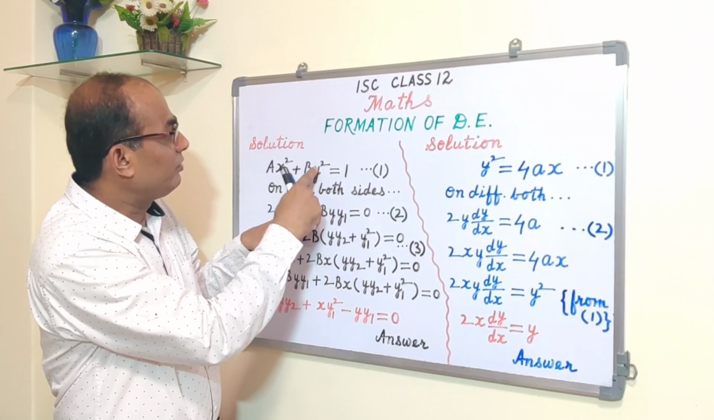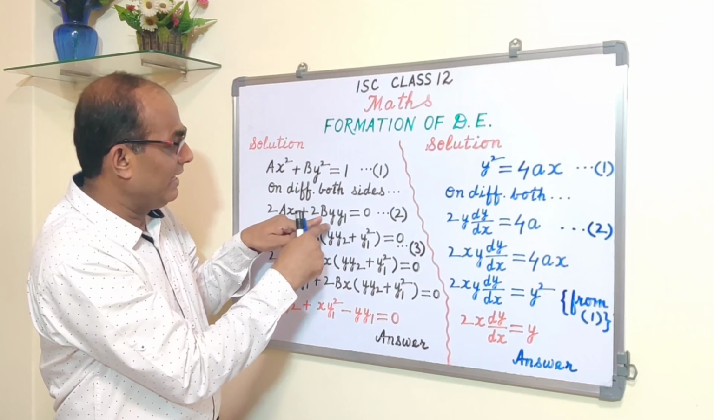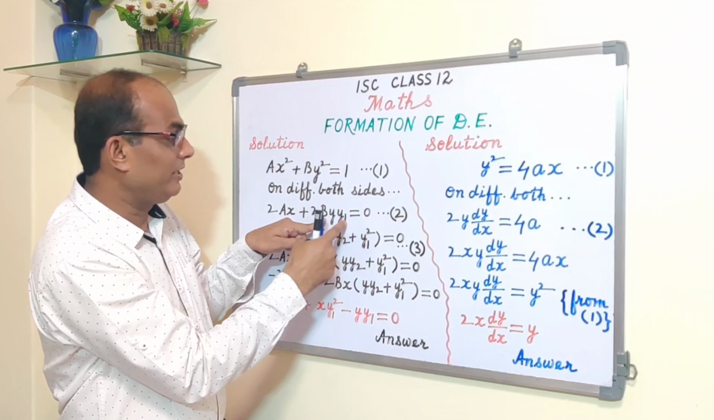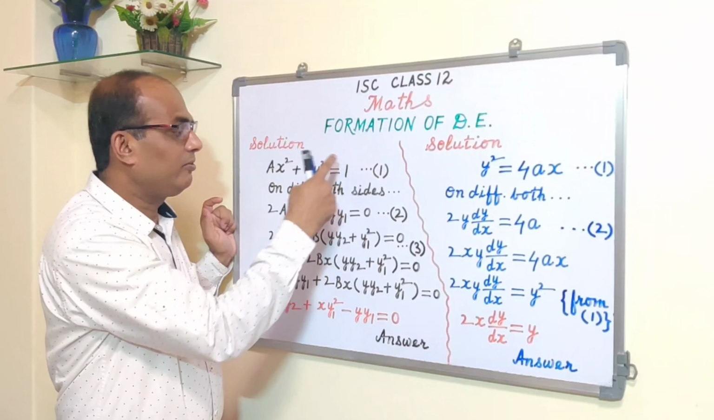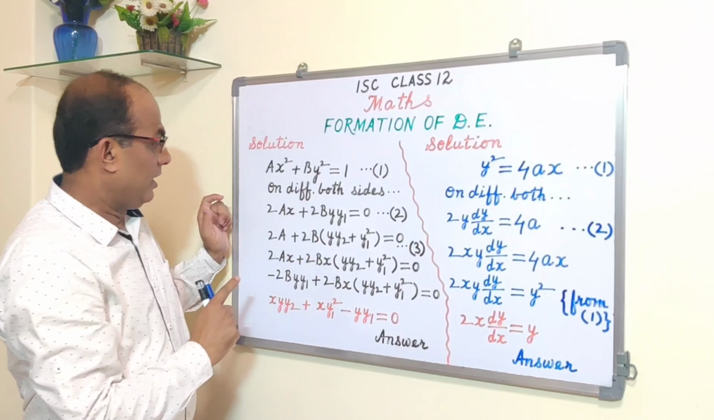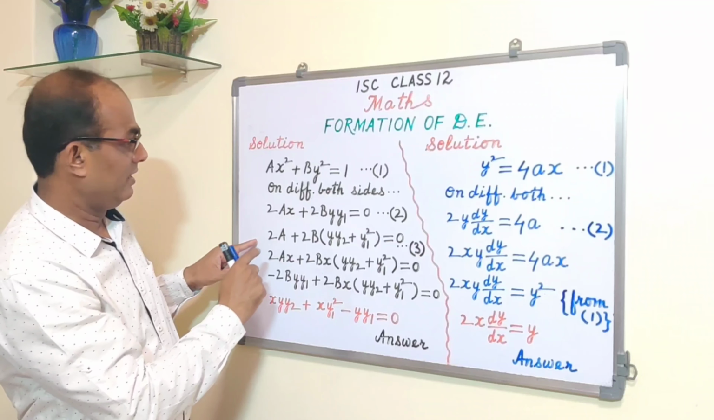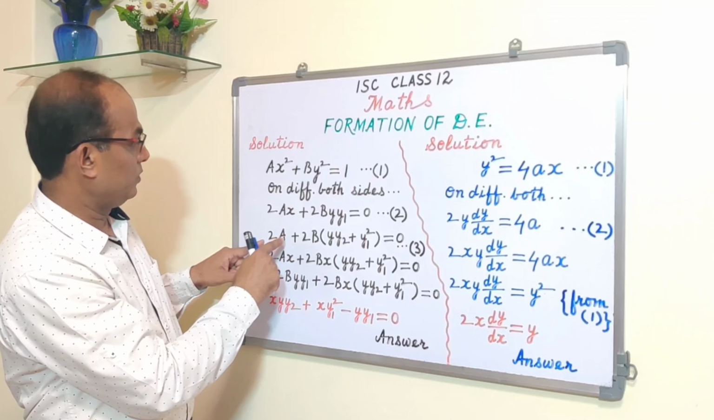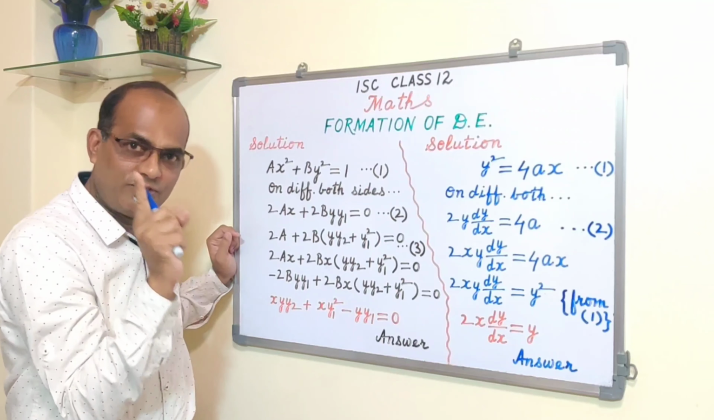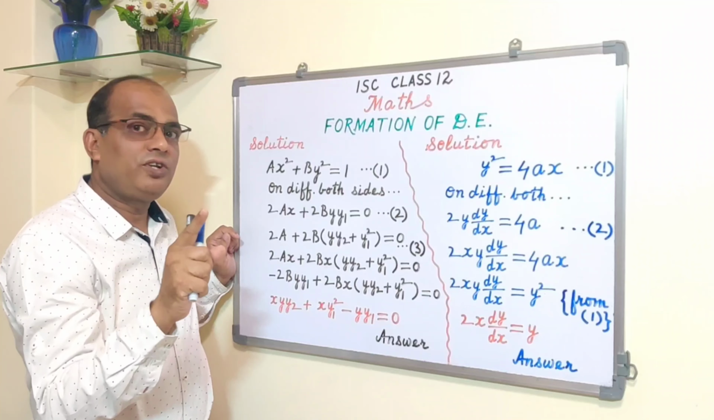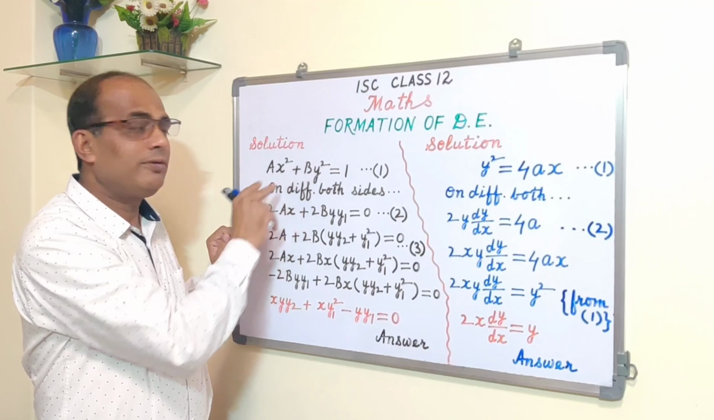So when you differentiate y square, that gives you 2y dy upon dx. So that dy upon dx I am writing y1. So we are getting 2b y1, and derivative of 1 is 0. Fine. So we get 2ax plus 2by1 is equal to 0. So this is your second equation. You differentiated once, but we have to differentiate once again because we have two arbitrary constants.